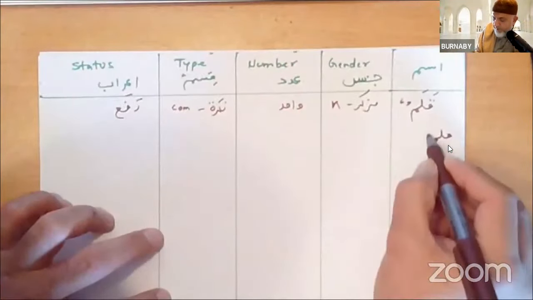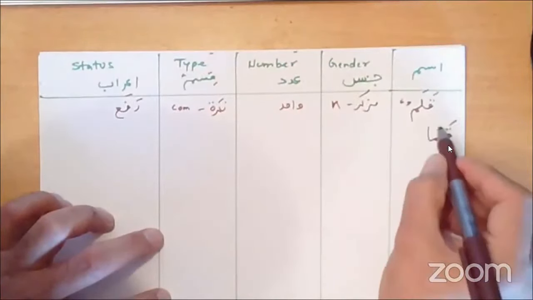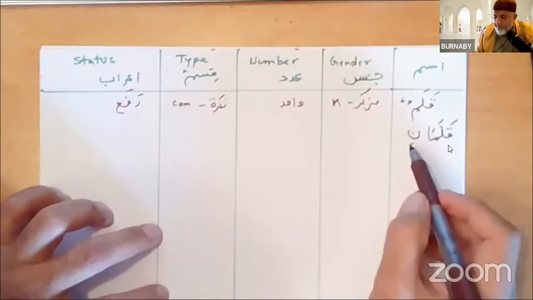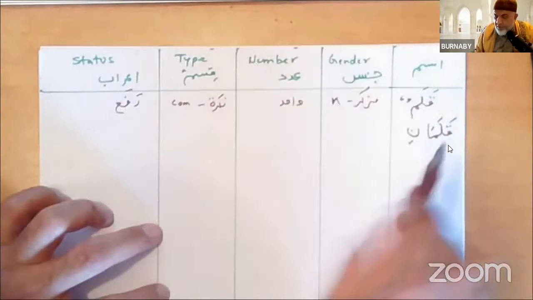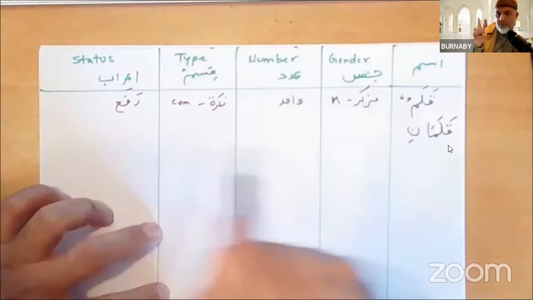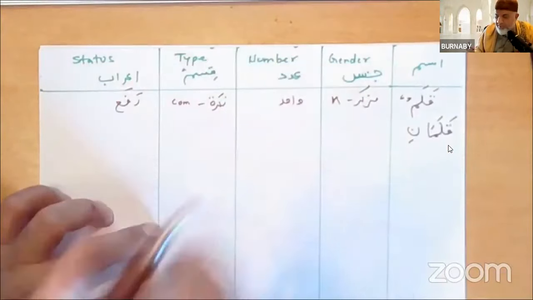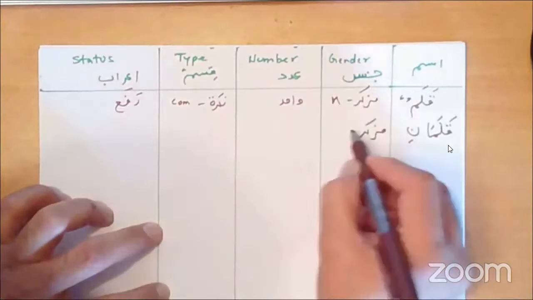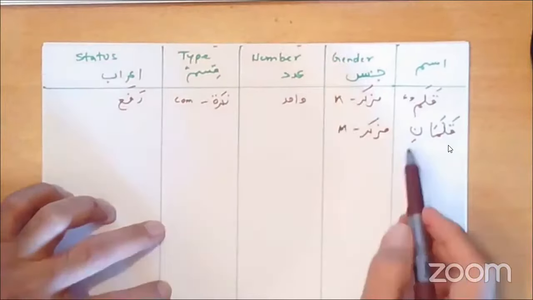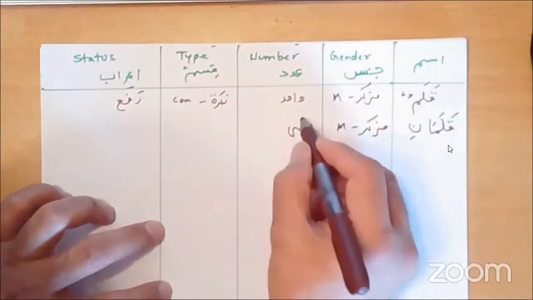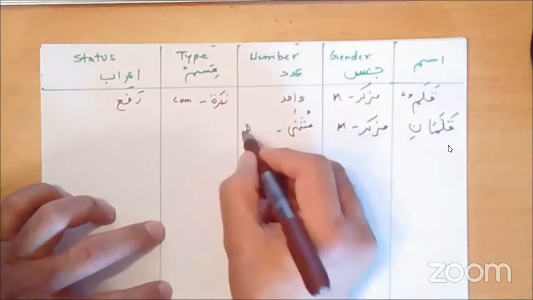If I say kalamani, now you're going to get thrown off by this kasra, but the rule I have given you is only for wahid. Kalamani means two kalam, or two pens. Are they still mudhakkar? Yes, mudhakkar. Now what is the number? Two, isnani, musanna, which is dual.